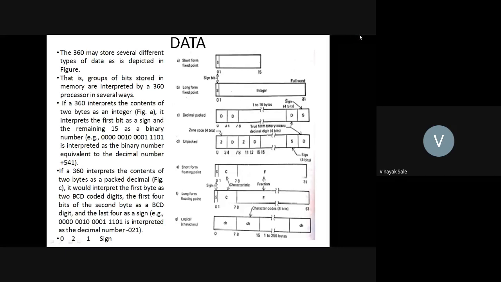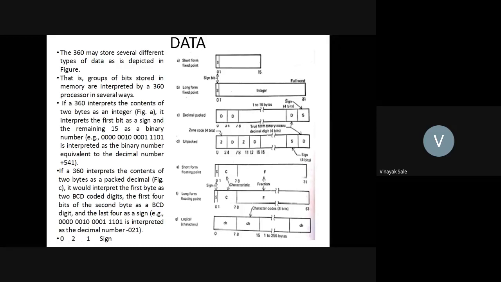So in this example, the data store is several different types of data as shown in this figure. So the groups of bits are stored in memory interpreted by 360 processor in several ways. वेगवेगळ्या प्रकारे डेटा स्टोअर केला जाऊ शकतो. If 360 interprets the contents of 2 bytes, for example, as shown in this figure A, this is data 2 bytes integer, that is total 16 bit.